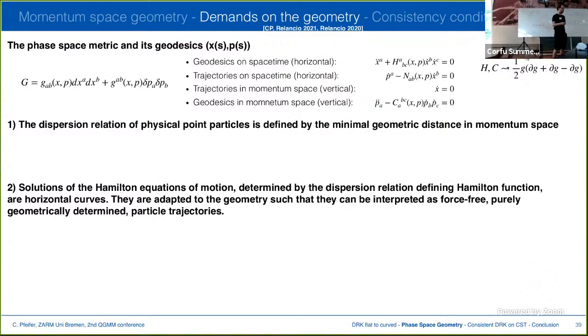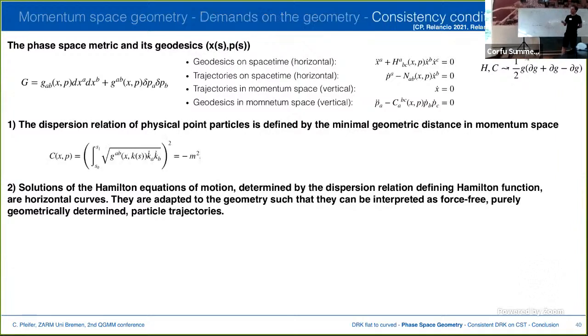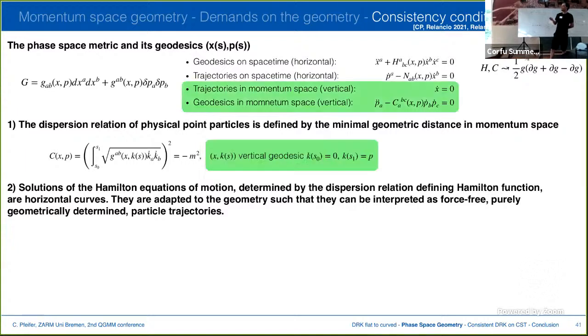and thus can be interpreted as force-free, freely falling particles only subject to gravity. And the first one: we use this definition of the metric length, this should be p's, sorry. Okay, we use this definition of the metric length, and now we want to have the minimal distance. The minimal distance is characterized by the geodesics of this length measure, and we just want the length in momentum space.